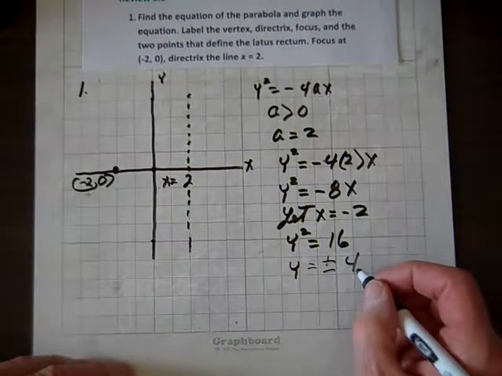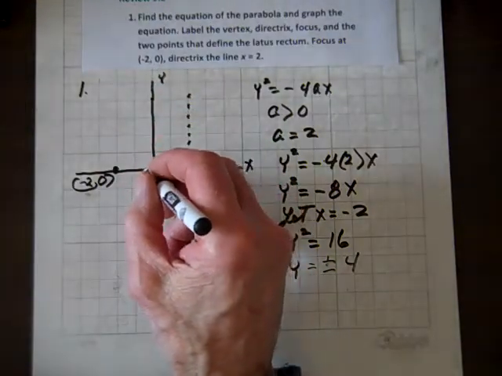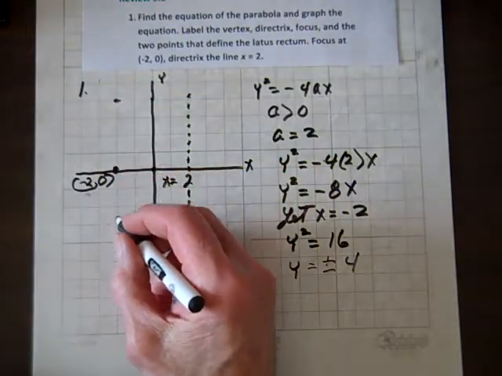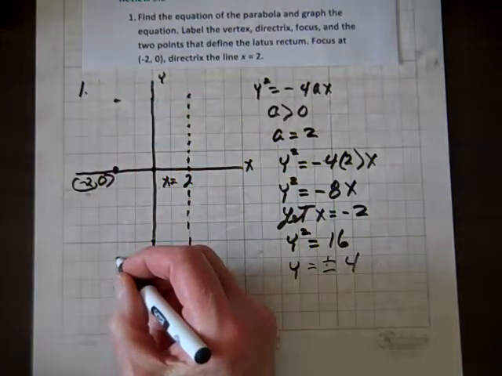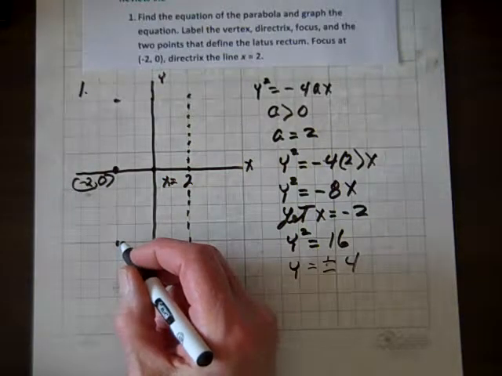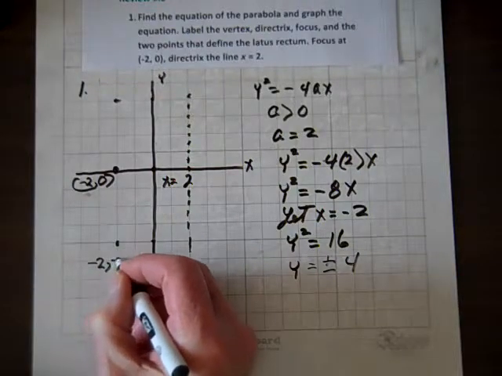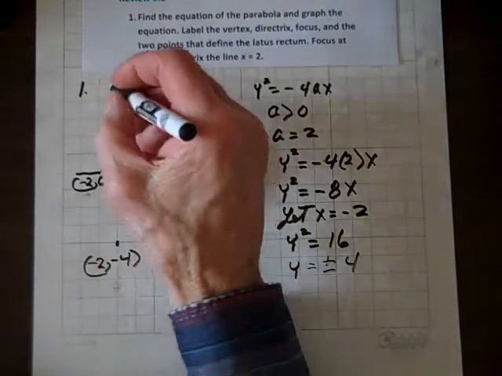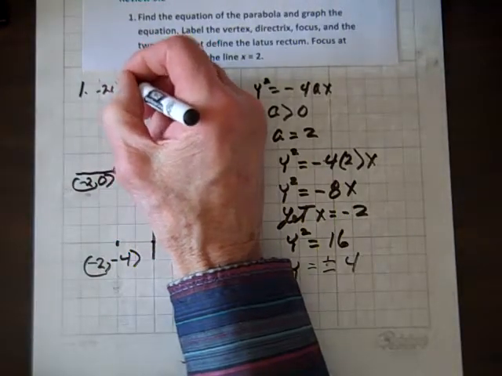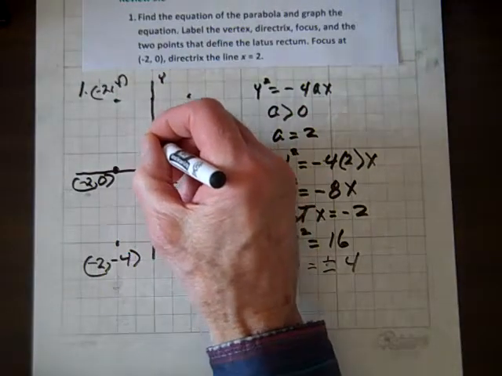Now we have the 2 points that define the latus rectum. We go over 2 and up 4, over 2 and down 4, and this point is -2, -4, and this point is -2, 4, and these are the 2 points that define the latus rectum. There's our vertex.